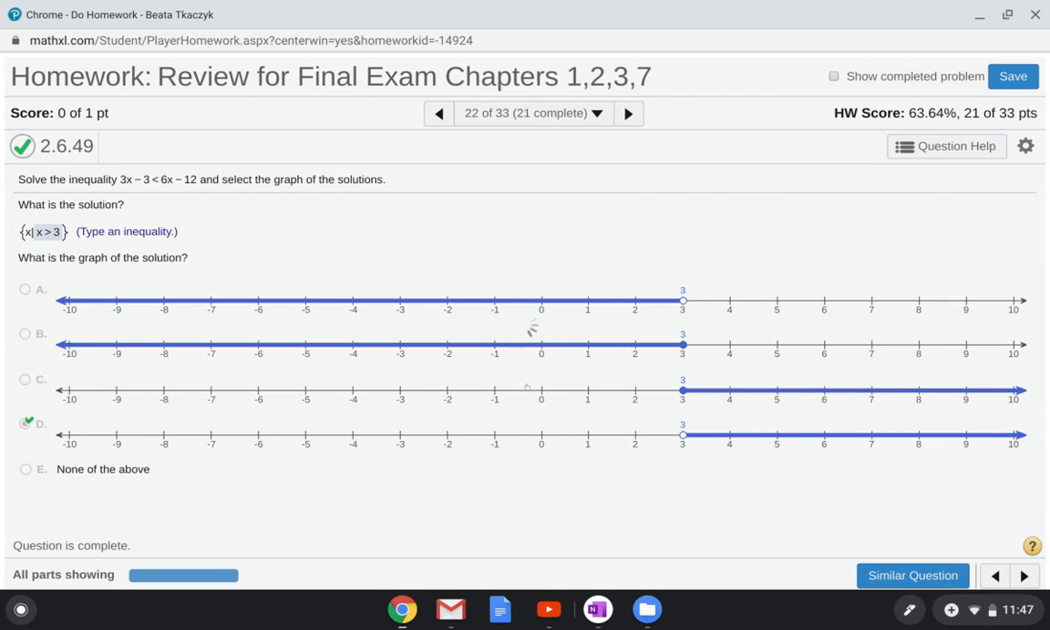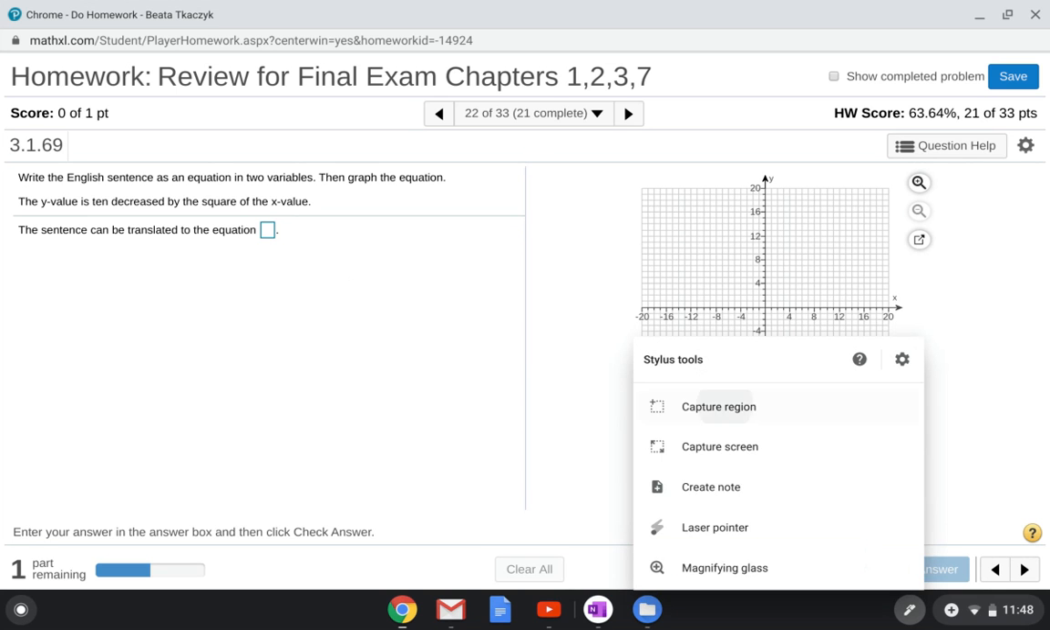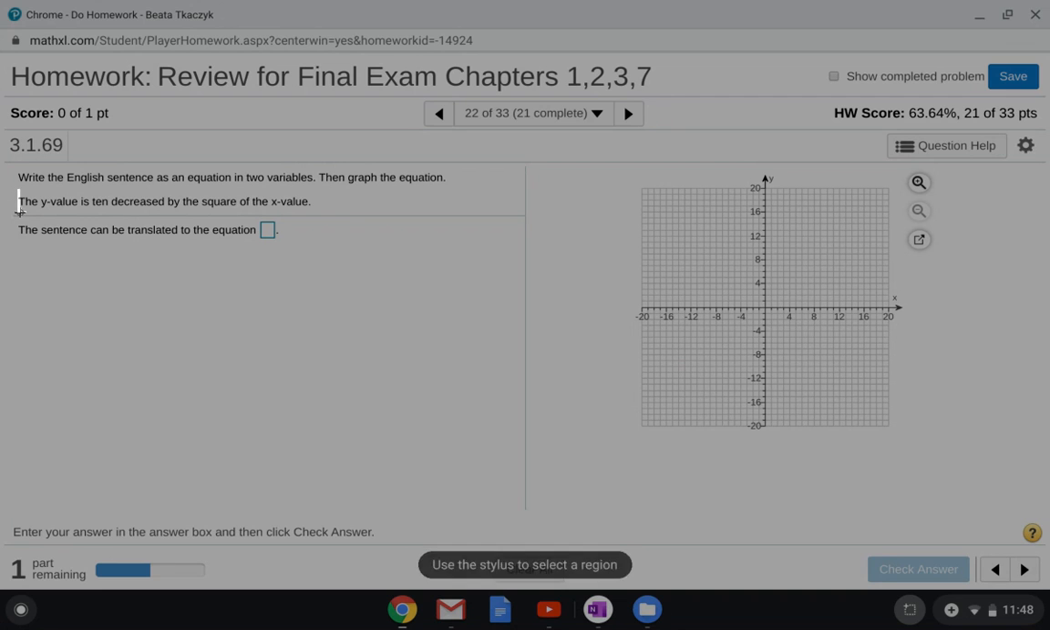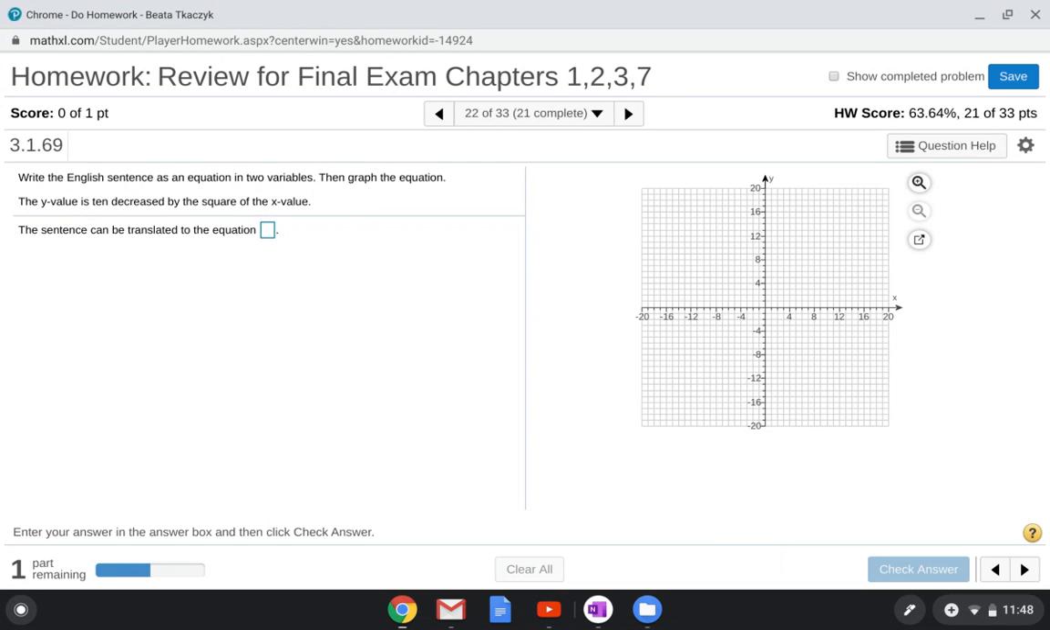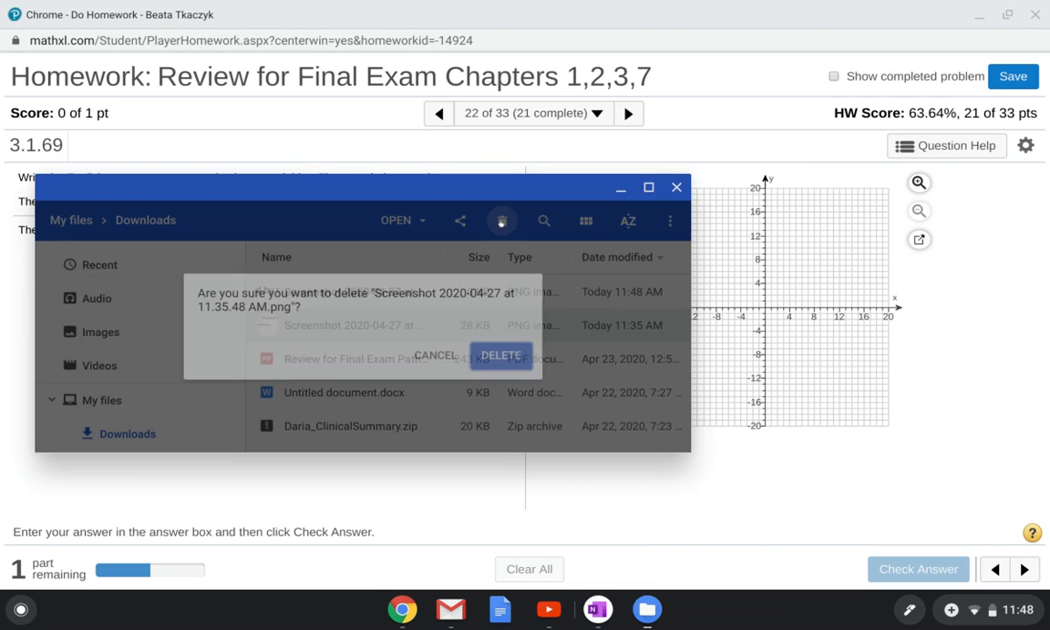Next question. Write the English sentence as an equation in two variables, then graph the equation. The y value is 10 decreased by the square of the x value. So let's just do it. Let's just delete this one.